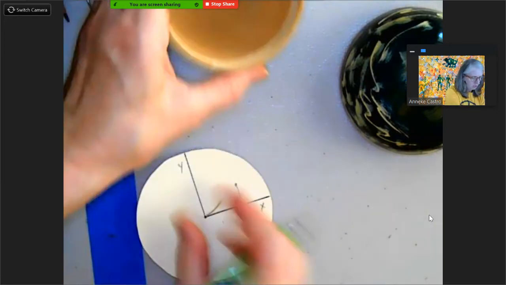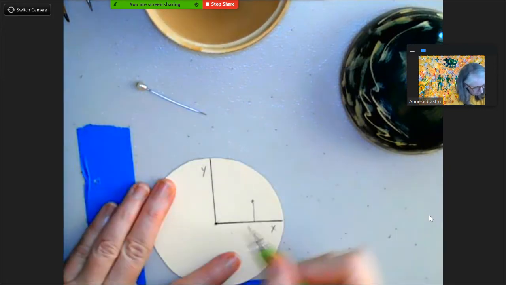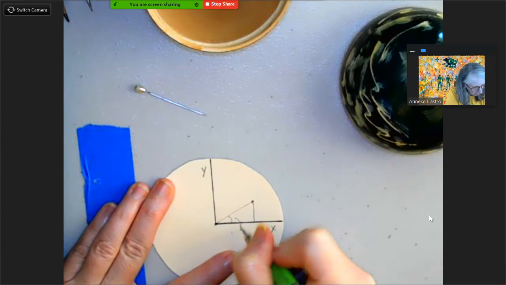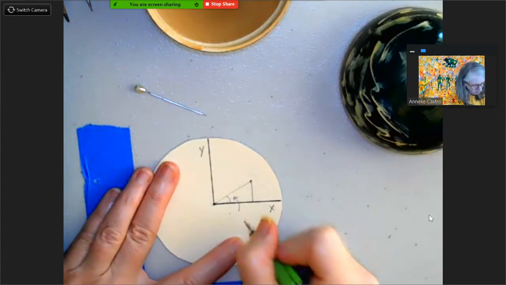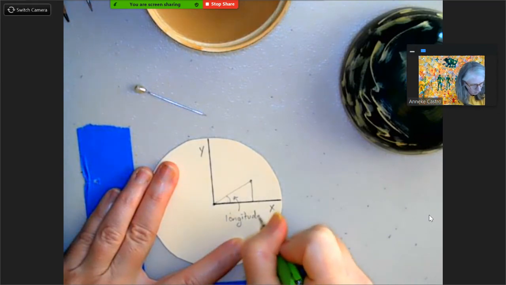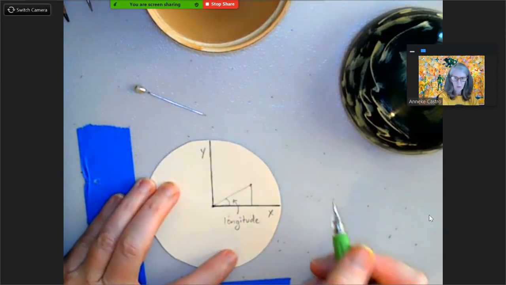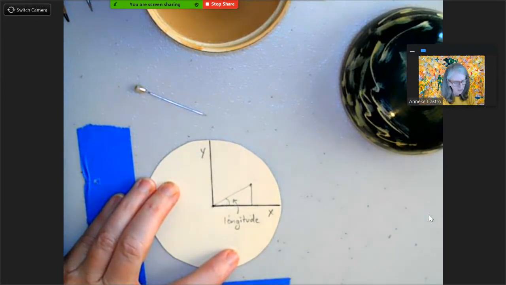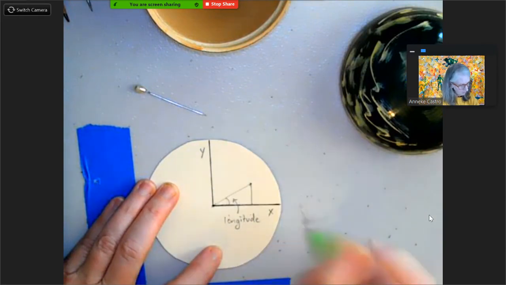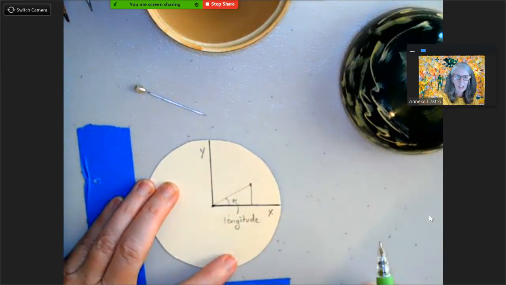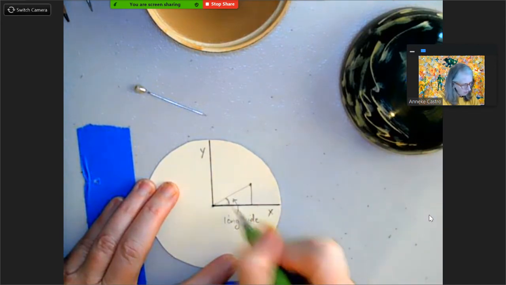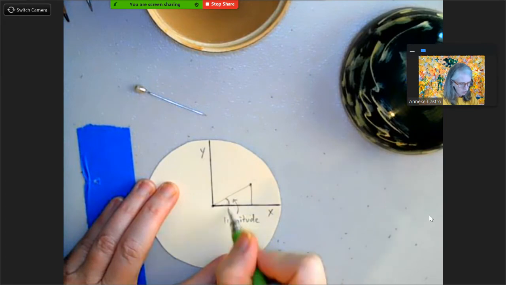Let me get rid of my z-axis here. I could put a triangle here, and that angle right there is going to be my degrees of longitude. Longitude is an angle. That's why we measure it in degrees. If your city is at 30 degrees longitude, it's because you're turning 30 degrees away from 0 degrees longitude, which is the prime meridian, which is in England. So this angle is your longitude. Longitude is an angle.